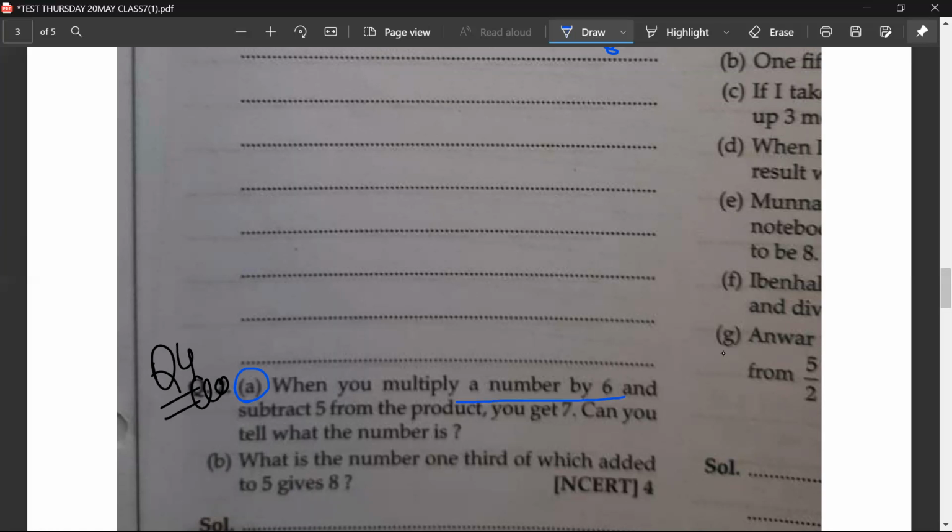How did you do it? 6x minus 5 is equal to 7. So 6x is equal to 7 plus 5. So 6x is equal to 12, x is 12 by 6. So my x is 2.